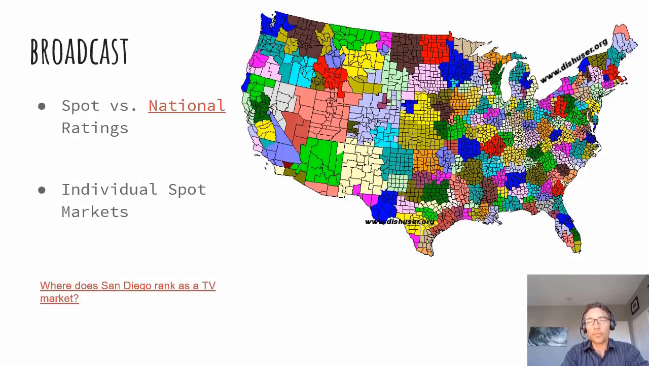Okay, and this very colorful map of the United States that you see here represents all of the TV markets in the United States. We call TV markets DMAs. That stands for Designated Market Area. That's just a proprietary term coined by Nielsen. Nielsen is the company that monitors TV viewership.